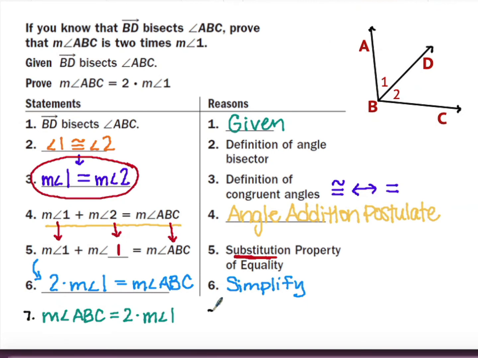The reason I decided to add one more step is because we get to use one of our new properties. Here I've got 2 measures of angle 1 equals an ABC. Here I've got an ABC equals 2 measures of angle 1. Do you see how they just switch sides? What do we call that property? Switch sides: symmetric property.